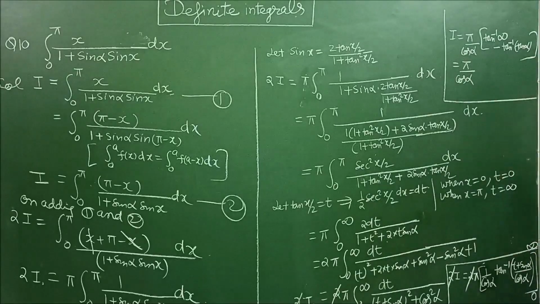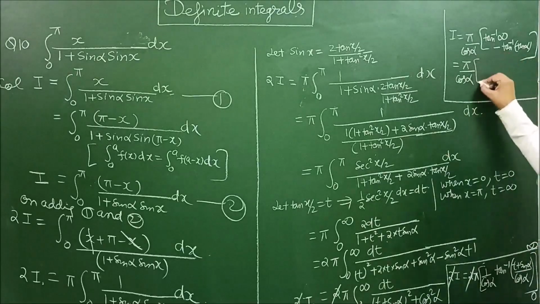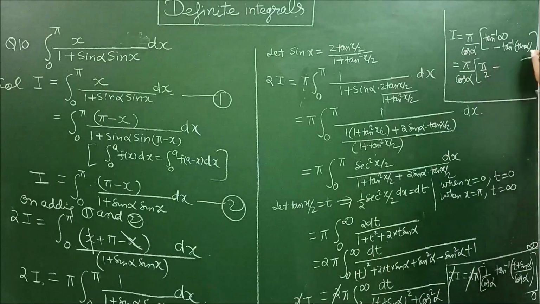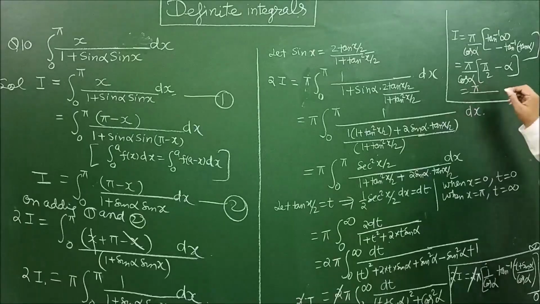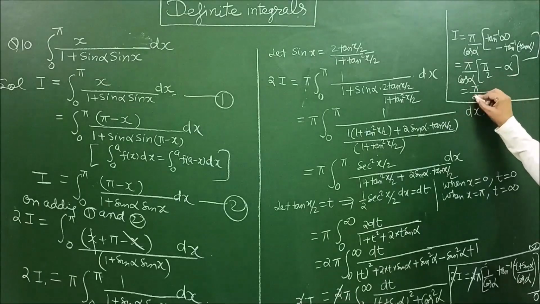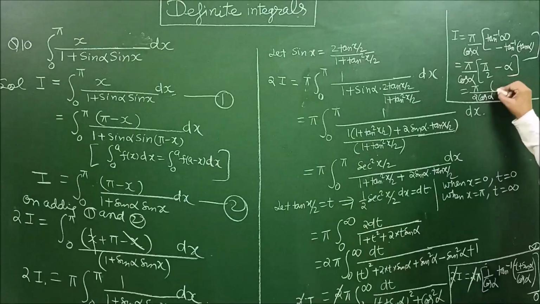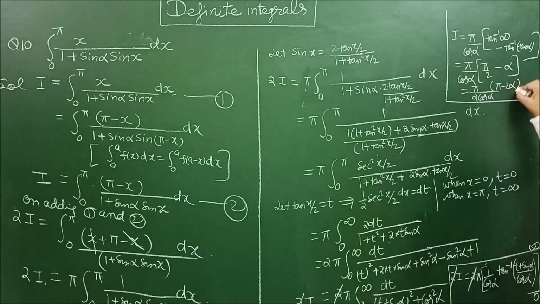And tan inverse infinity is, as you all know, equal to pi by 2, and tan inverse tan alpha is alpha. So the final answer is pi upon, if I take the LCM as 2 cos alpha, into pi minus 2 alpha. So this is the final answer of this question.